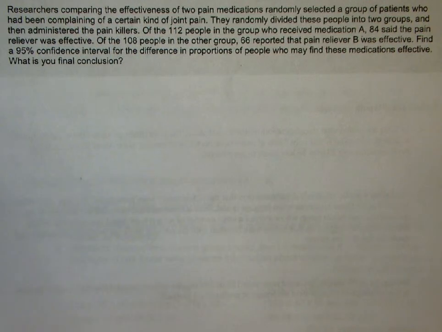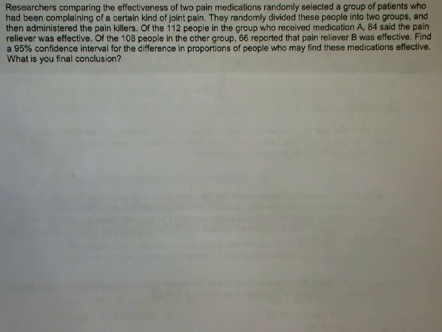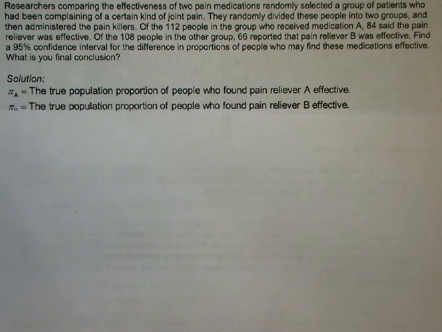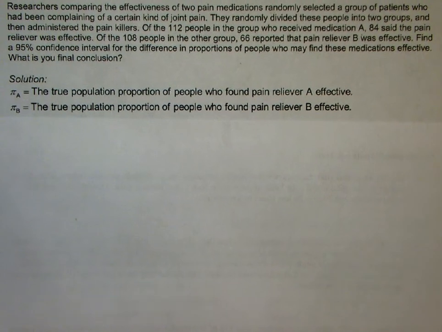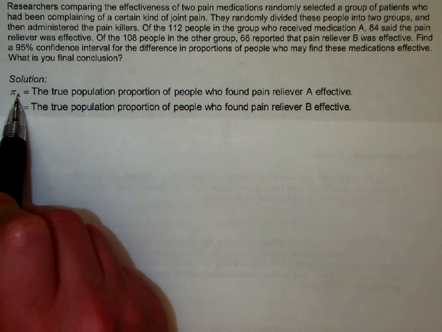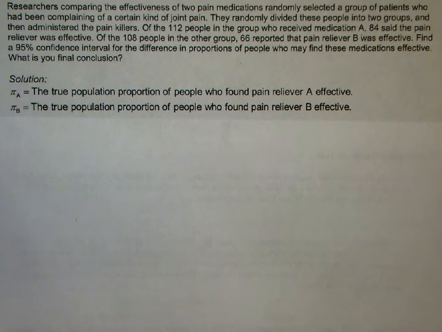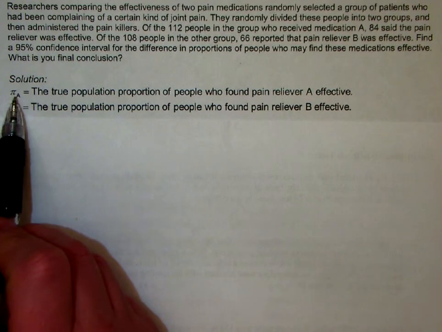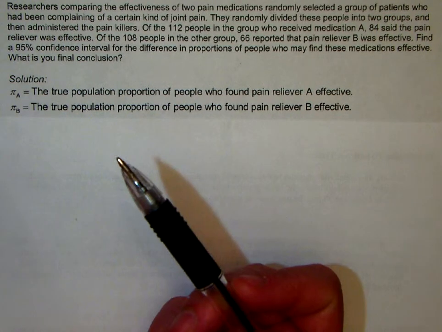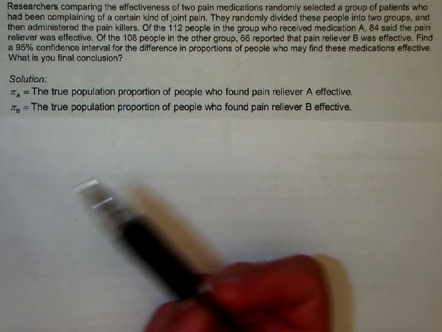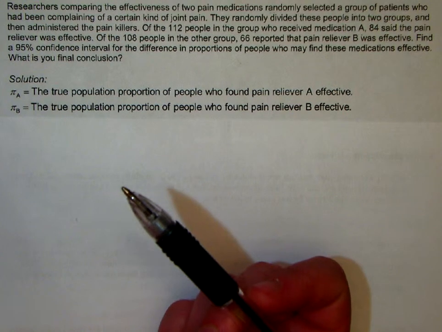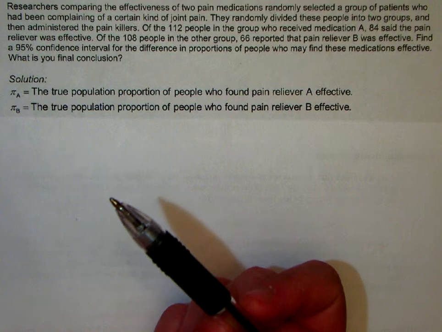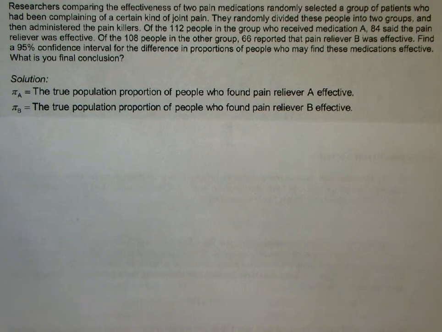So now, I'm going to start out, and what has to be defined are your pi's. So you notice that pi A is the true population proportion of people who found pain reliever A effective. Now notice this is not a significance test, so you don't know what each individual pi is. This is what we're trying to find. So we're just going to define the two of them.